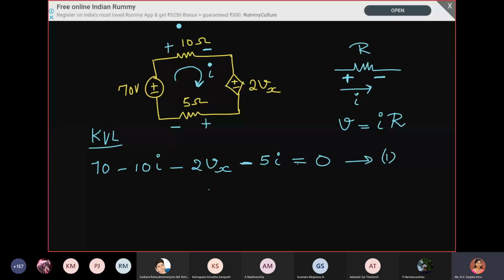We are assuming a current and giving a random direction for the current because we do not know whether the source is dominating or the 2Vx is dominating. So initially we can assume one particular direction of current, and the same current has to flow through all the series elements. When we are writing the KVL equation, always go in the direction of the current, and the reference polarity is from the terminal where you are coming out; take that as the polarity of that particular voltage.